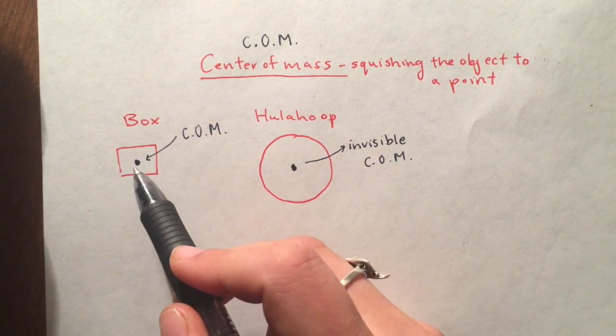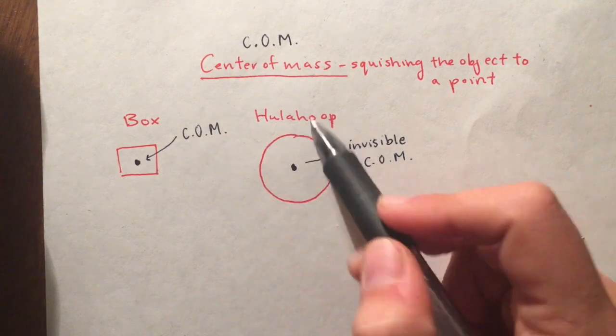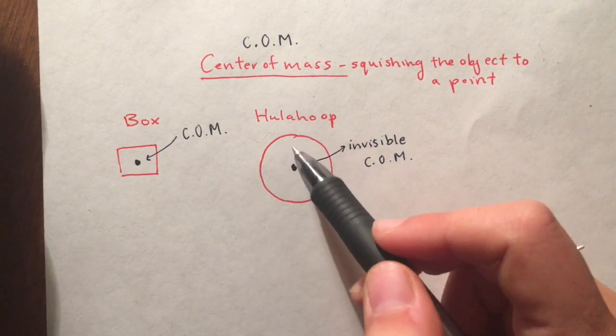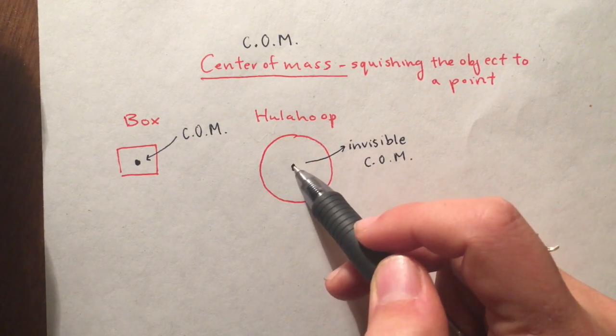Like for the box, the center of mass is like on the box. But in a hula hoop, even though you have empty space inside the hula hoop, the center of mass is in the center of the hula hoop. The center of mass is also the point around which an object rotates. So if you think about a hula hoop, it rotates around its center, or around the invisible center of mass.